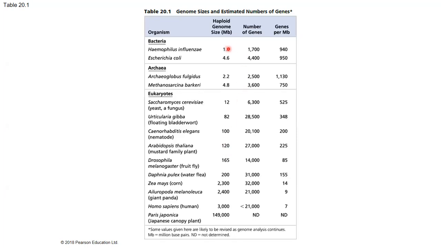Again, here in this table we have the haploid genome size in megabase. So this number you have to multiply by 10 to the power 6. For example, the human haploid genome consists of 3,000 megabase. So 3,000 megabase is equal to 3 billion bases, or 3 times 10 to the power 9 bases. So a megabase equals 10 to the power 6 bases.